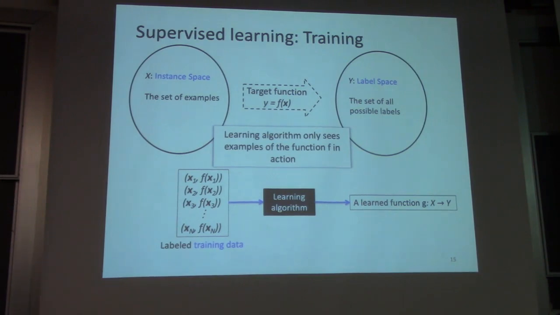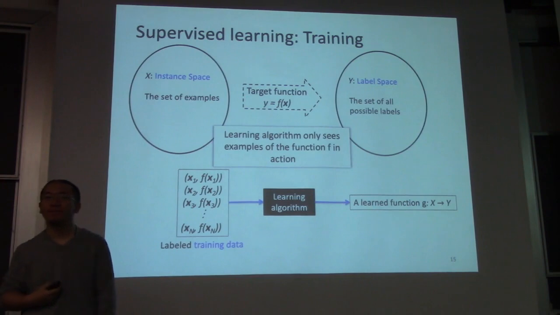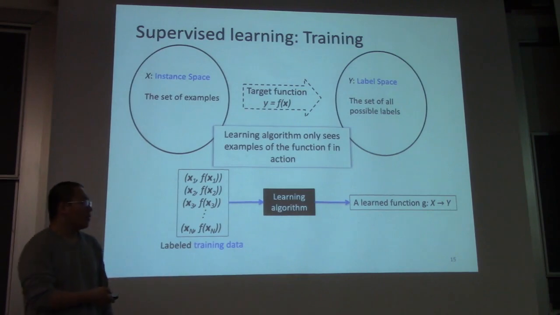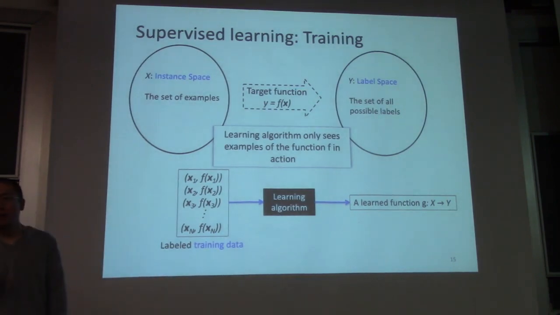And we hope that our learning function G is close enough to the target function Y. Ideally, we hope this learning function G coincides with the target function, but in most cases that won't be possible. So this is the whole protocol for supervised learning.